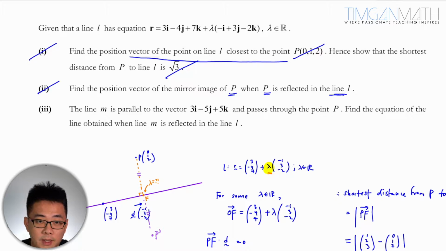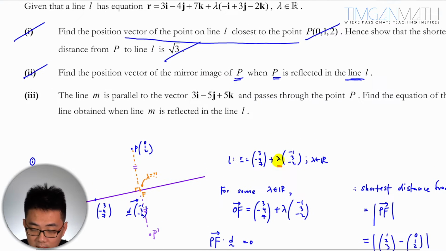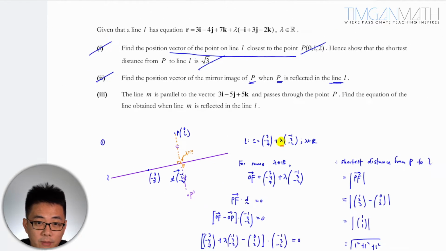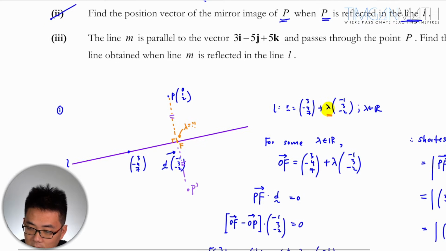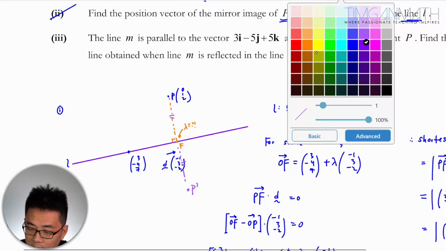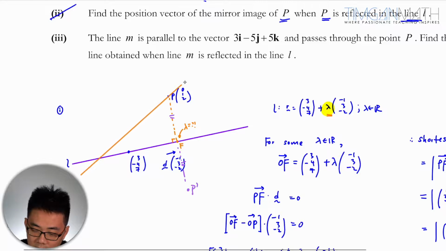So let's look at the last part. The line M is parallel to the vector 3i minus 5j plus 5k and passes through the point P. Find the equation of the line obtained when line M is reflected about L. So the thing is, it will pass through this line here, and that's the line L. But I do not know whether it intersects L or not.